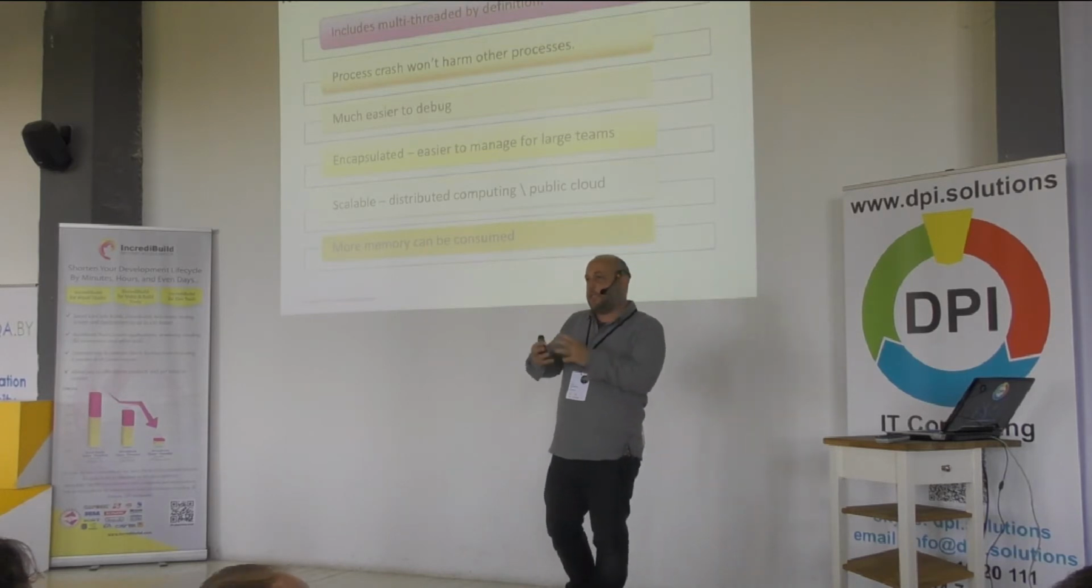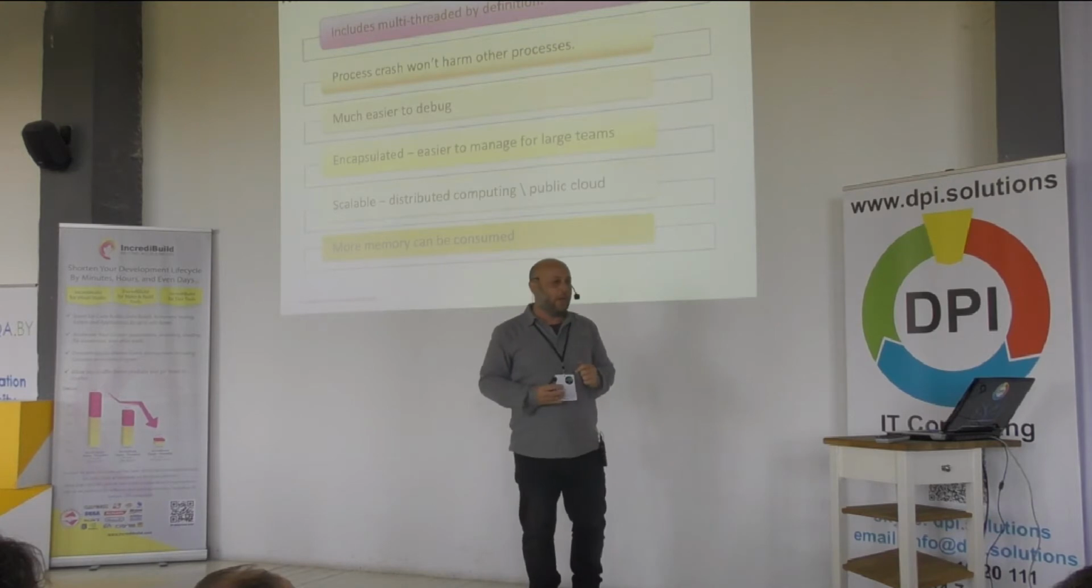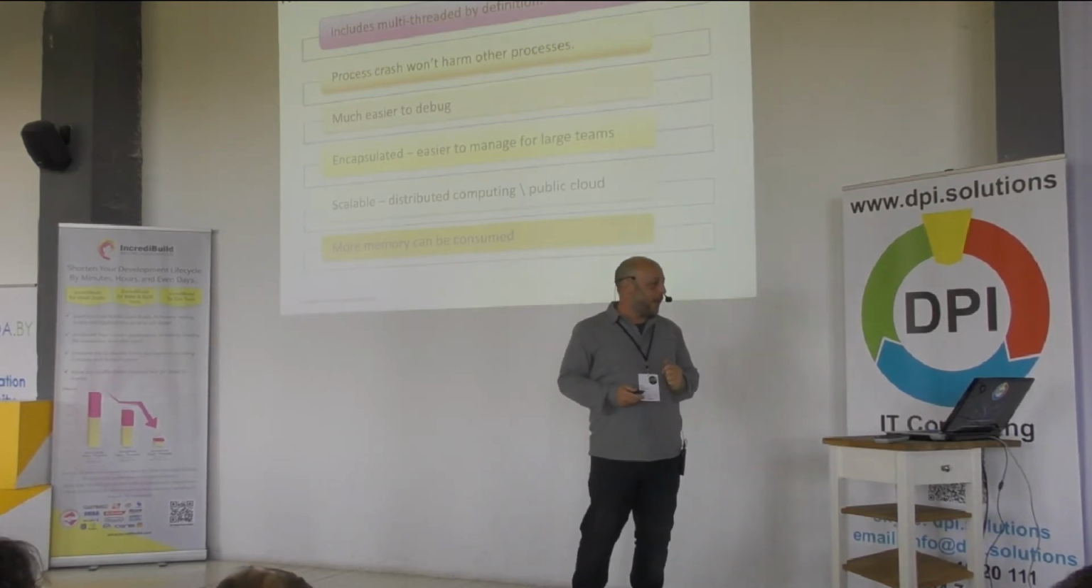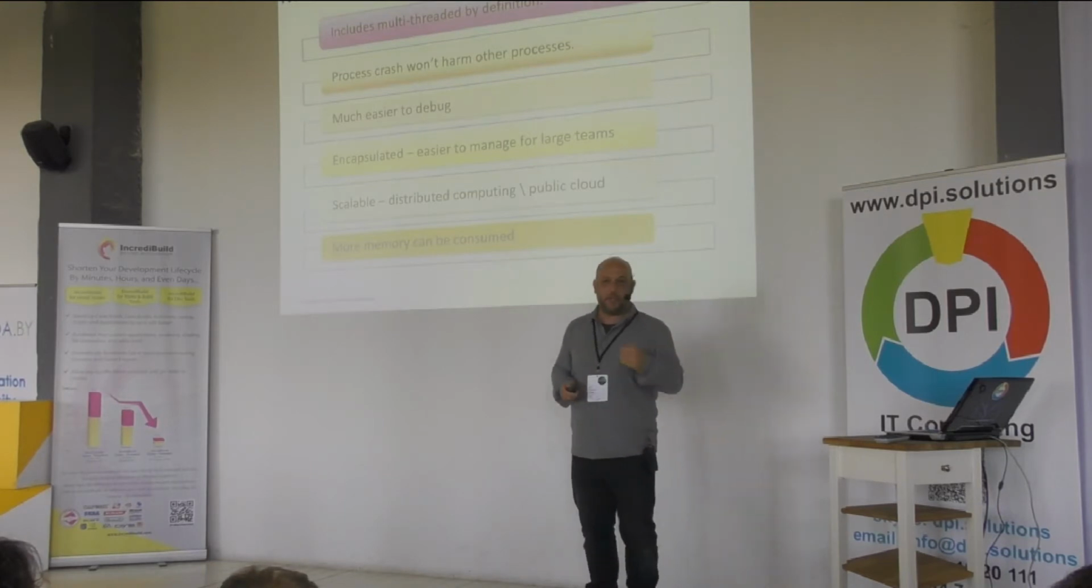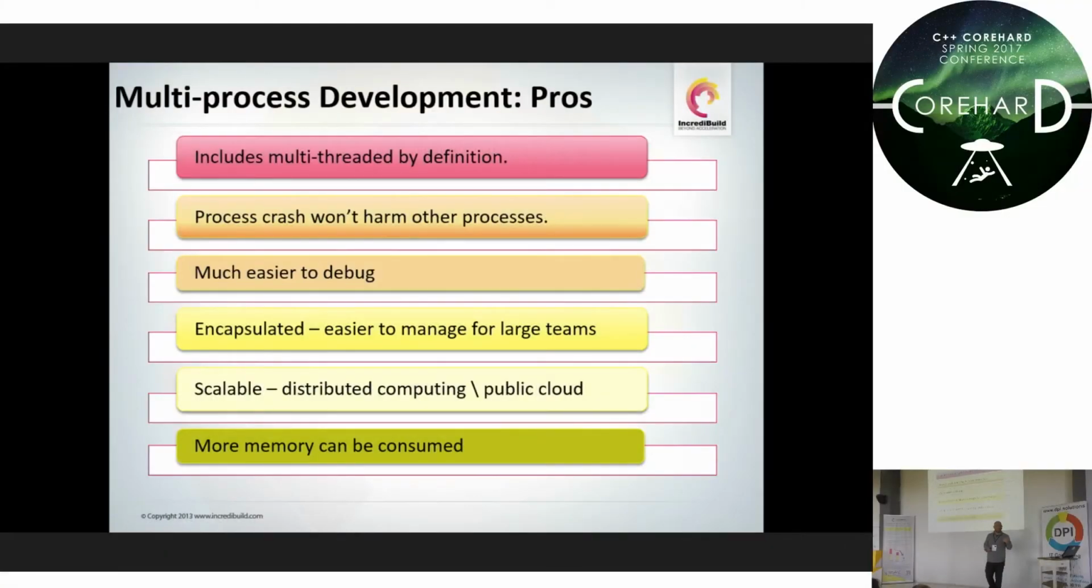So it's easier to debug a specific process because you can run it separately instead of running a very, very complex multi-threaded application. And it's scalable. You can execute in a cluster, you can distribute to the cloud, and also it can consume more memory. If you're writing a multi-threaded application, then your threads can use only the memory that the process has. In a multi-process application, every process has its own memory.